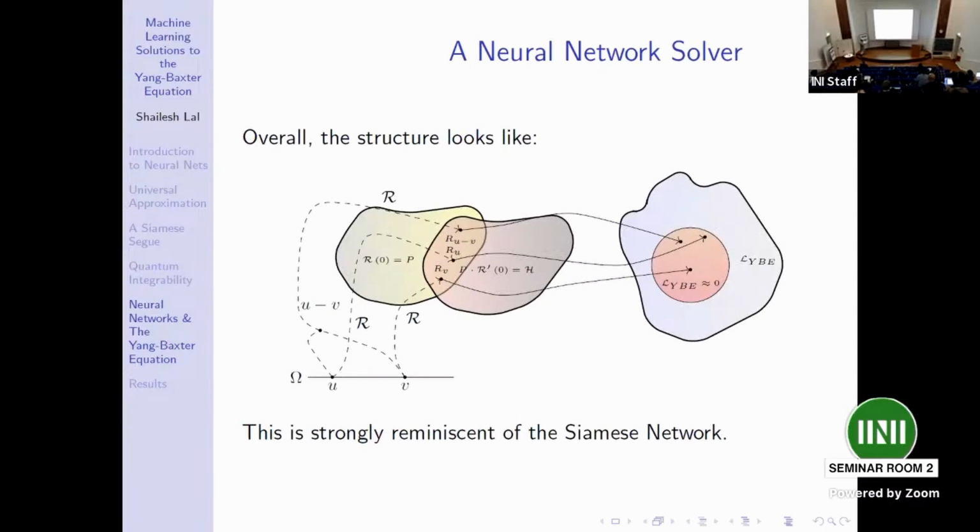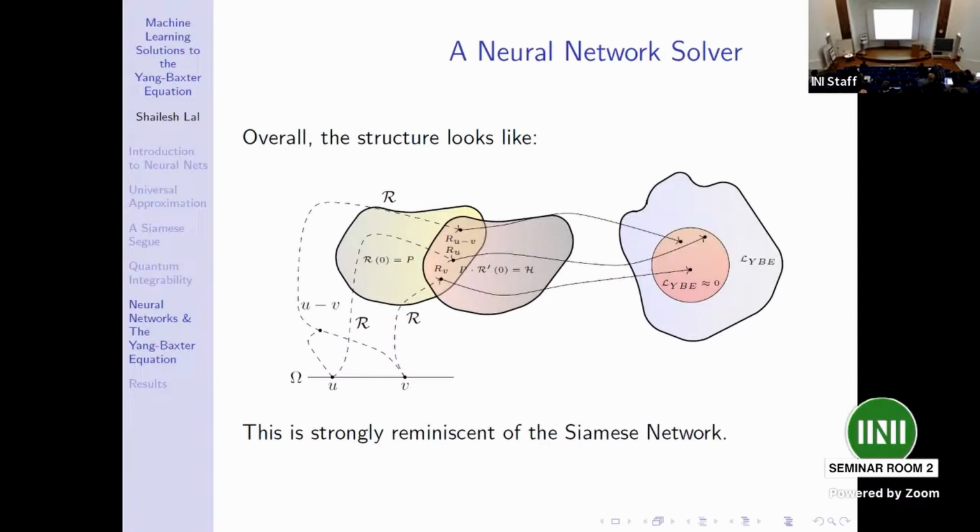Well, you have this line that you're training over, this omega. Your sampling points u and v. From the u and v, you build u minus v. At each of these points, you pass it through the neural network to learn a function r. The function r must satisfy these constraints. It must obey that r of 0 is equal to p. It must obey that r prime of 0 is equal to h, up to p.